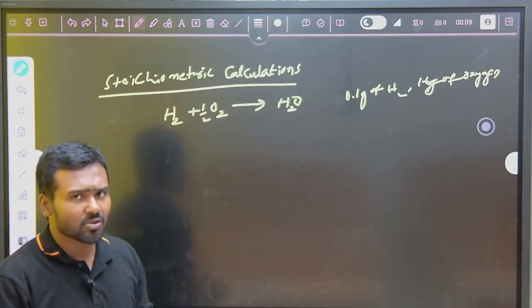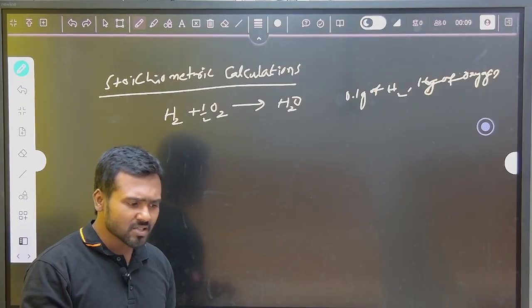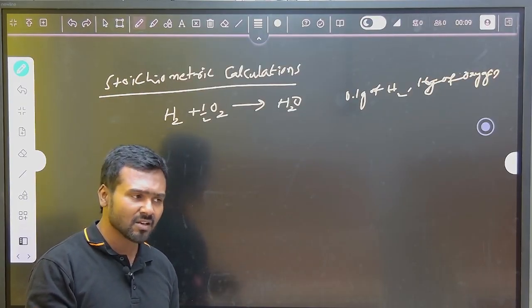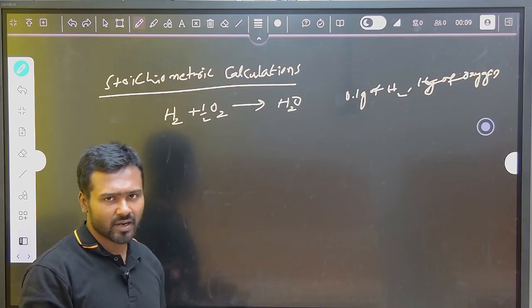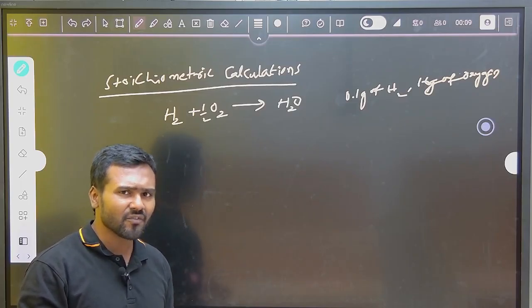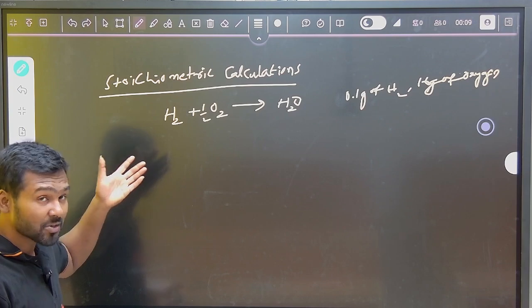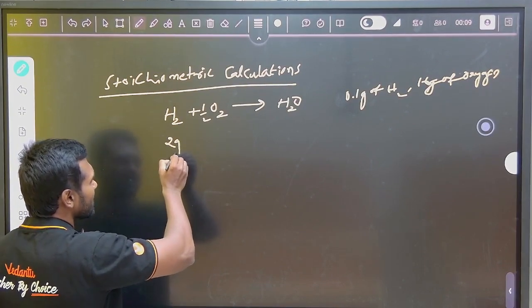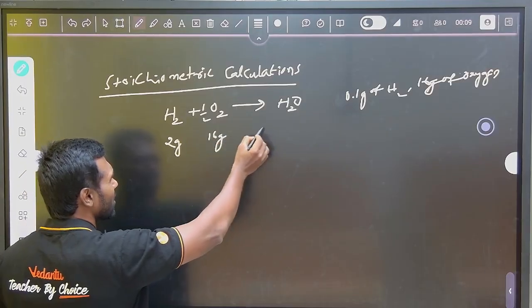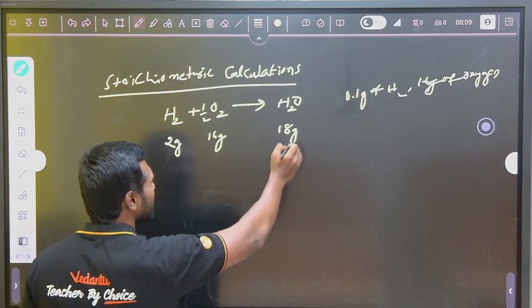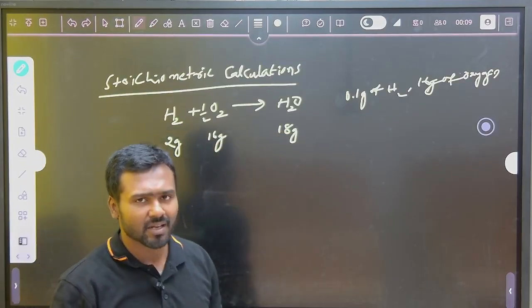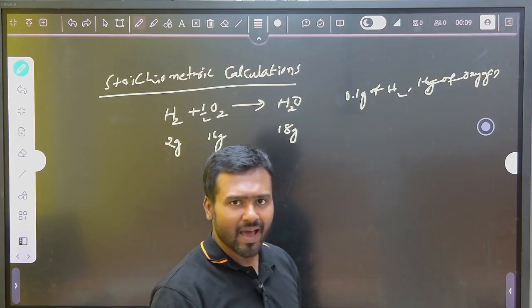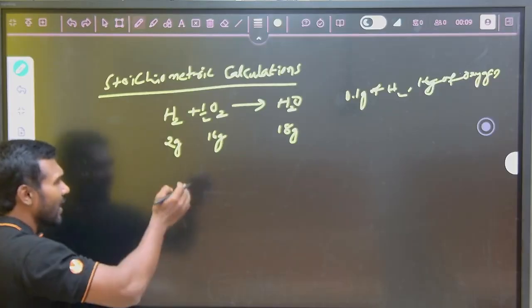After seeing the question, what do you have to do? First, you have to write a balanced chemical equation. Then according to the balanced chemical equation, what values do you write? They are asking in terms of weight, so write the weights according to the balanced chemical equation. That means this is 2 grams and this is 16 grams and you are going to get 18 grams. This is according to the balanced chemical equation. So first you write the weights according to the balanced chemical equation. Then you write the given weight.